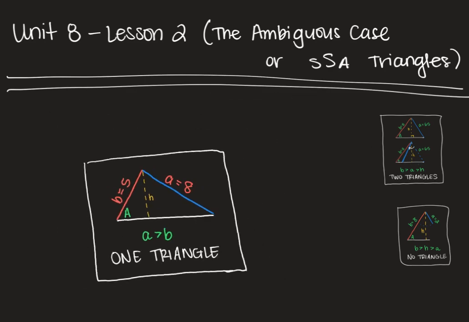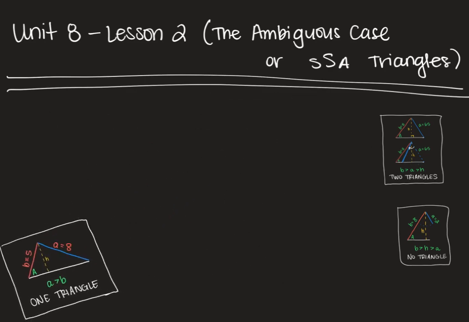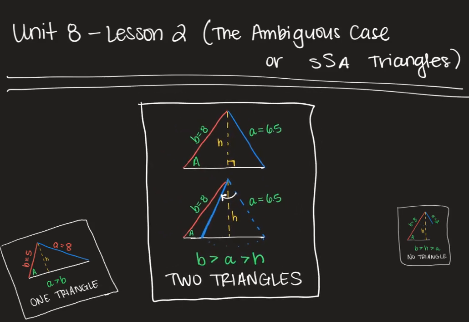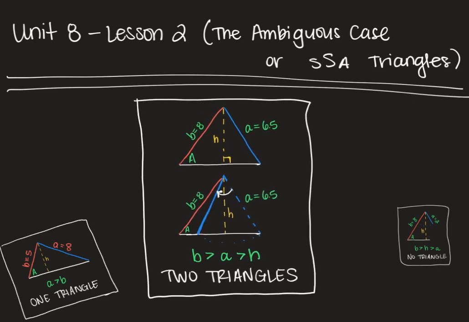But what if that's not the case? What if we have something like this, where it's still the same angle measure, A, but now we're changing the lengths of the sides. Now the side adjacent to that angle is 8 units, and the side opposite that angle is 6.5 units. So now notice the side opposite the given angle is no longer than the adjacent side.